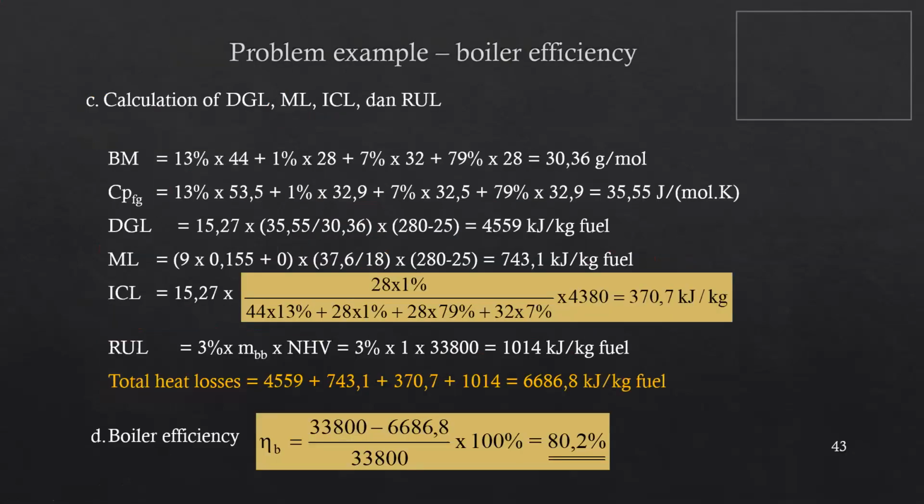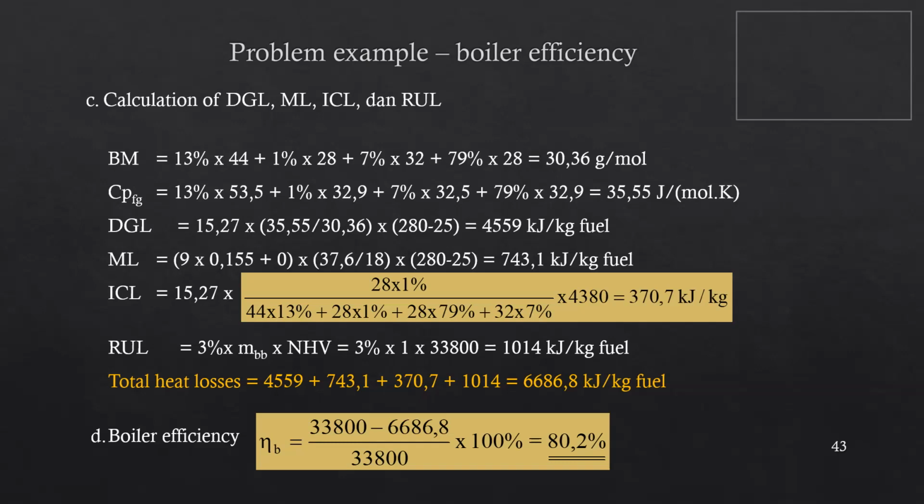Okay, so moving on to the next one. We have to calculate the losses. The first one, we have to calculate the dry gas loss, which is the DGL. We also have to calculate the moisture loss, the incomplete combustion loss, and the RUL. Before that, we also have to calculate the BM, which is abbreviated to the molecular weight of the flue gas.